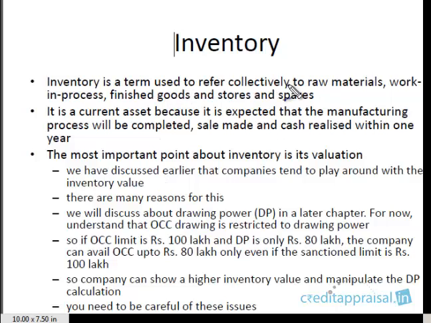So this is a collective term for raw material, work in progress, finished goods and stores and spares. And this is a current asset because you are expecting that the manufacturing process will be completed, sale will be made and cash realized within 1 year. But the most important point about inventory that you have to understand as a banker is the valuation. This is something which we discussed on the balance sheet when we discussed something called the liquidation concept.